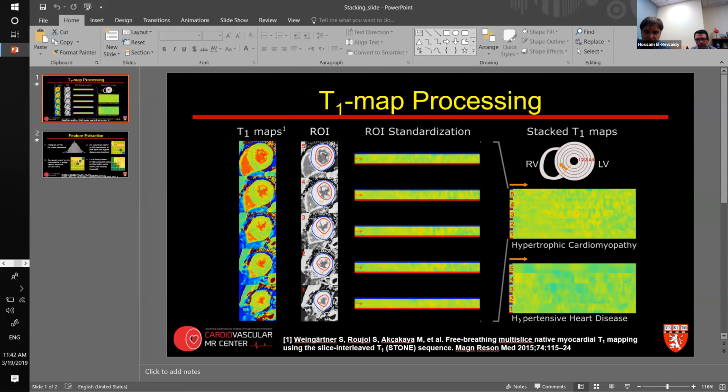Here you can see that these maps look quite different, where the hypertrophic cardiomyopathy map is more grainy and more heterogeneous, whereas the hypertensive heart disease maps were quite homogeneous.